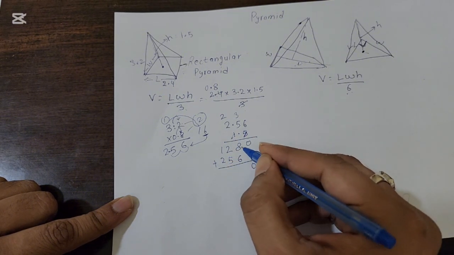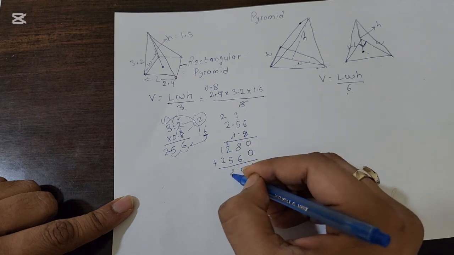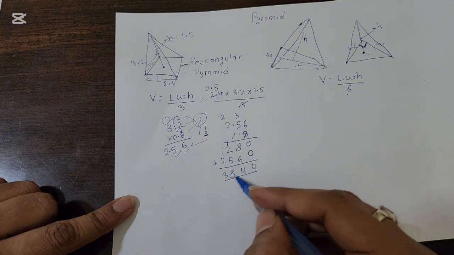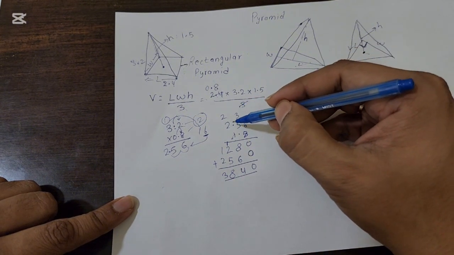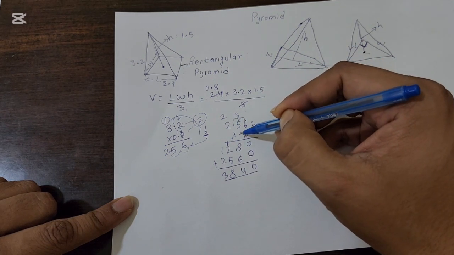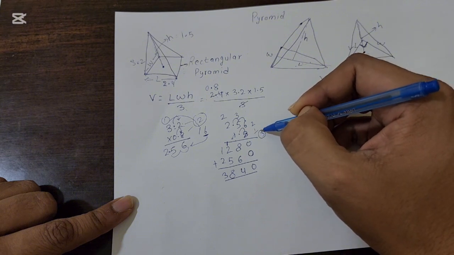0, 0, 0, 8 and 6, 14, 4 here, 1 up, 2, 1, 3, 5, 8, here 3. So this is the answer, right? But where should I put the decimal? Count. After decimal, 2 numbers here. After decimal, 1 number here. So 2 plus 1, 3. Yani total 3 numbers after decimal.